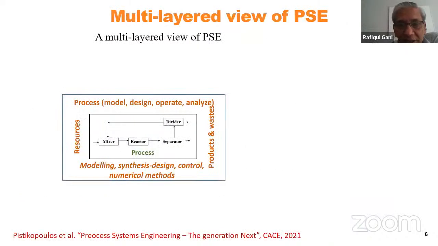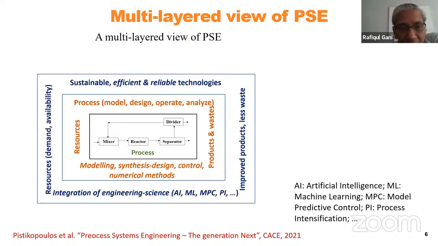Now with that, we can see an adopted, multi-layered view of process systems engineering. So instead of the fundamental chemical engineering principles, we have the modeling, synthesis, design, control, numerical methods as needed to model the process, design the process, operate the process, analyze the process. And then in the intermediate layer, we combine engineering and science with respect to artificial intelligence, machine learning, model predictive control, process intensification, and so on.